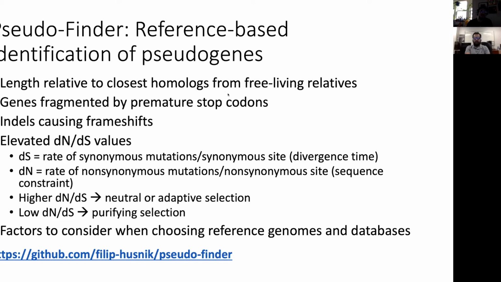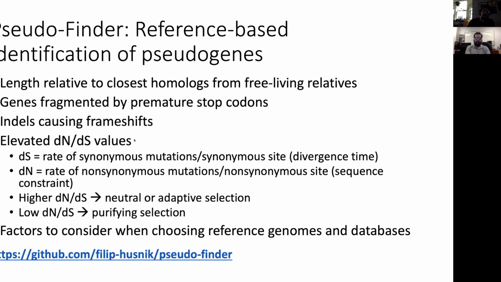It looks for gene fragmentation. So if you have two open reading frames that are both shorter than the gene is supposed to be, and they are encoded next to each other and they match the same gene in the reference data set, then PseudoFinder will infer that it's two genes because there's a premature stop codon somewhere in there.